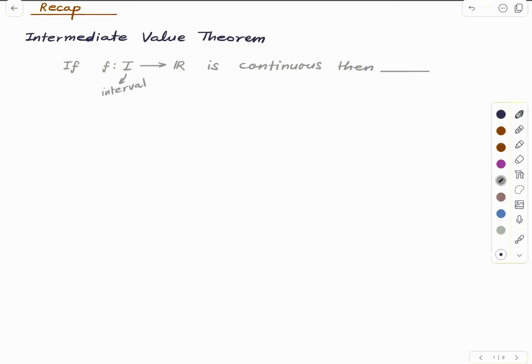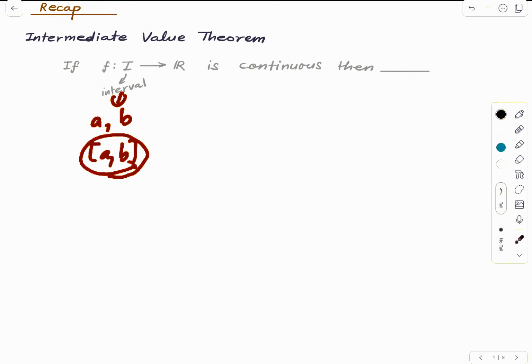It could be any interval, open, closed, semi-closed, semi-infinite, anything, but just an interval. And an interval can be characterized as a convex subset of R, meaning those subsets of R which have the property that if you choose two points A and B in them, the entire closed interval, or everything in between A and B, is also contained there. So that is a defining property of intervals.